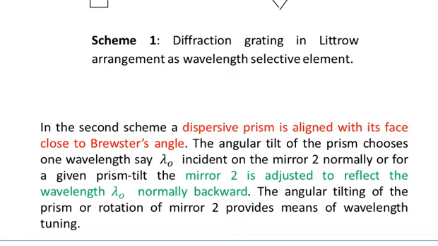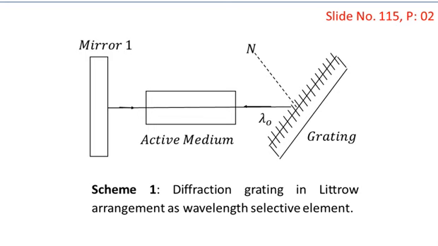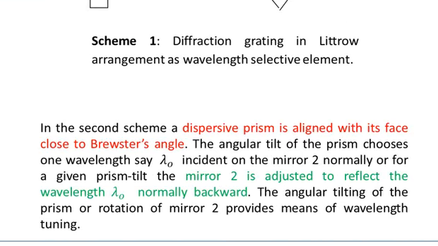The caption of figure 1 is diffraction grating in Littrow arrangement as wavelength selective element. So this is our first scheme, and the grating in the Littrow arrangement is acting as our element for the selection of wavelengths, which provides us the tuning mechanism for selecting different wavelengths from this laser cavity. This grating is also acting as a reflecting mirror.